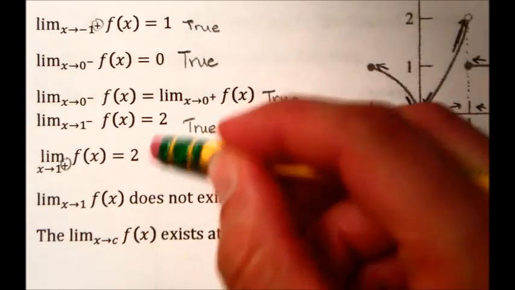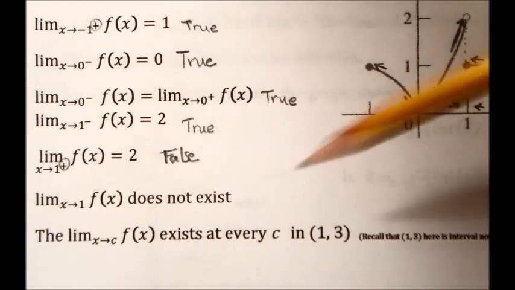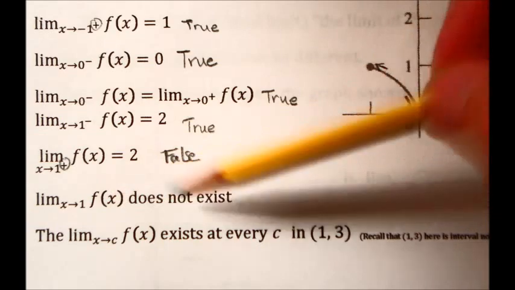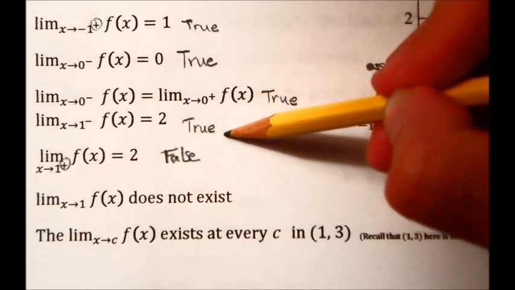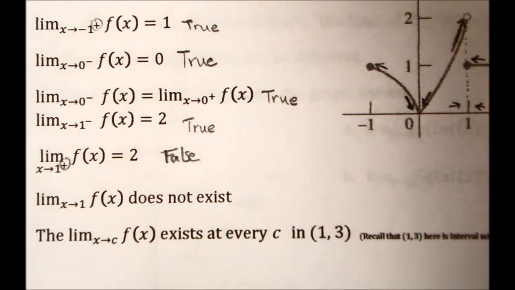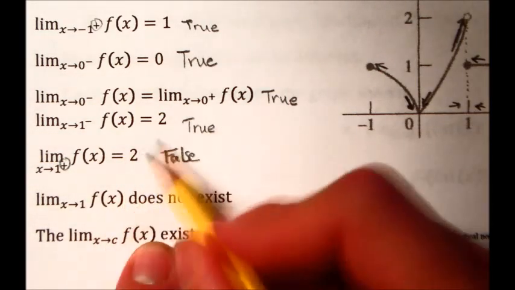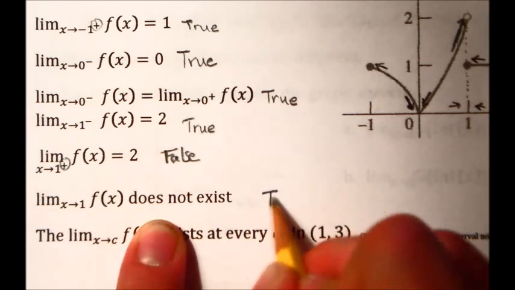Okay, let's look at this general statement that the limit of f of x as x approaches 1 doesn't exist. I would agree with that. These two are not equal, because this is true and this is false. So then we would say that this is a true statement here.